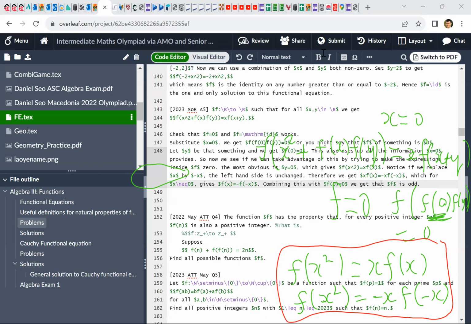Yeah, I like Charlotte. Very smart. Okay, so combining this with f of 0, so we got f is odd, okay. So what can we do with f being odd?